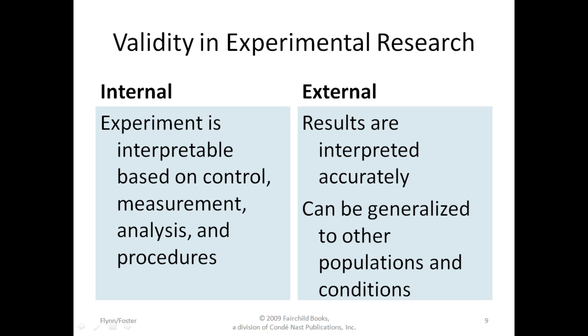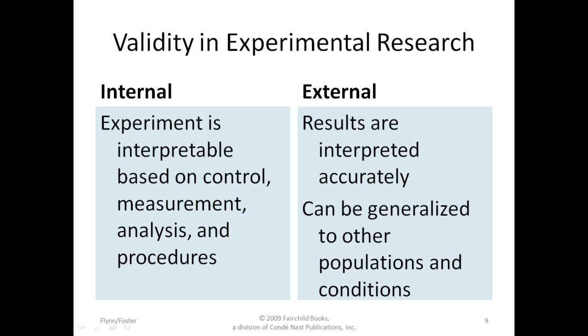Next is external validity, and this is where results are interpreted accurately and can be generalized to other populations and conditions. So some factors that can lead to external invalidity, so saying that you won't have external validity, would be reactivity of the instrument, or you could also have invalidity of instruments, or you could also have confounding characteristics of the particular sample. So that would mean that the sample chosen may not adequately represent the population to which the results are to be generalized.